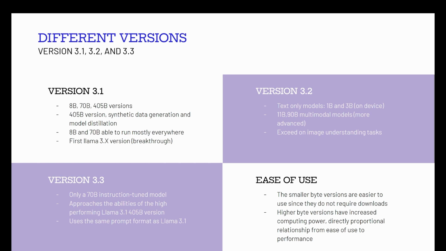Obviously, the smaller byte versions are easy to use, since they do not require you downloading a lot, and they're also more flexible in that you can use them on a mobile device or on a web browser. But also, obviously, the higher byte versions have increased computing power, so there's a directly proportional relationship from ease of use and downloading to performance. But if you want that high performance, you probably know what you're doing and can very easily download whatever you need to download.